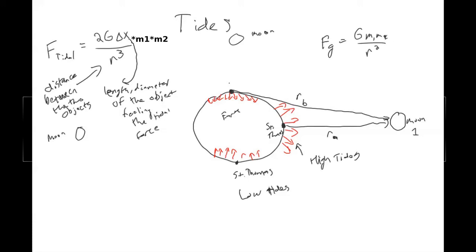Now, the reason why the tides aren't exactly on a 12-hour cycle is because not only is the Earth rotating, but the moon is orbiting the Earth. So the moon won't always be directly above St. Thomas at the same time of day. As the Earth rotates, the moon is also orbiting the Earth. And so you have a less than exactly 12-hour period of your tides.